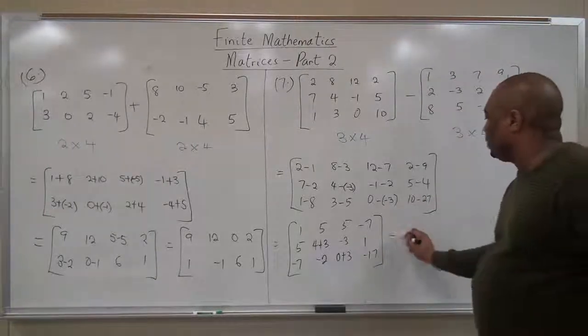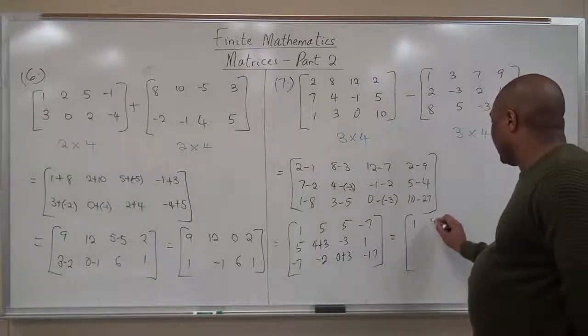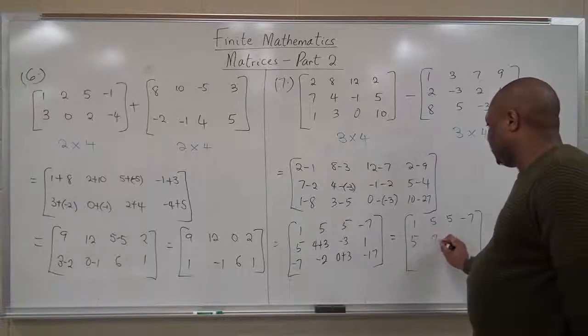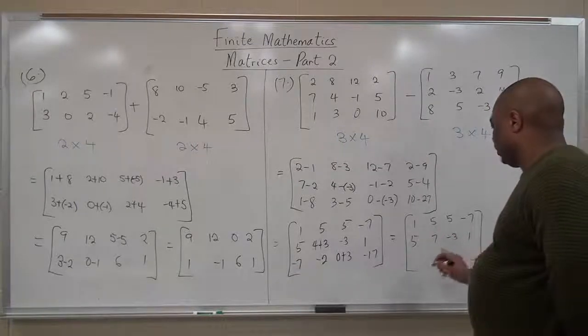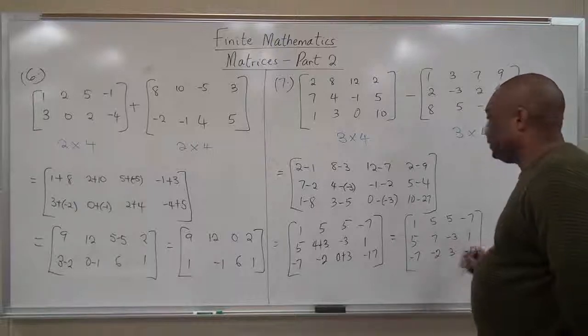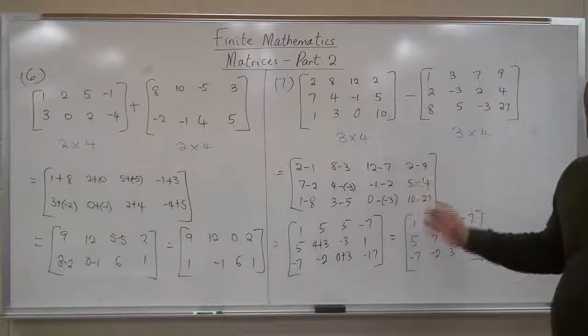Okay, so you finish it up. This will be 1, 5, 5, negative 7. 5, 7, negative 3, 1. Negative 7, negative 2, 3, negative 17. And that becomes your answer.